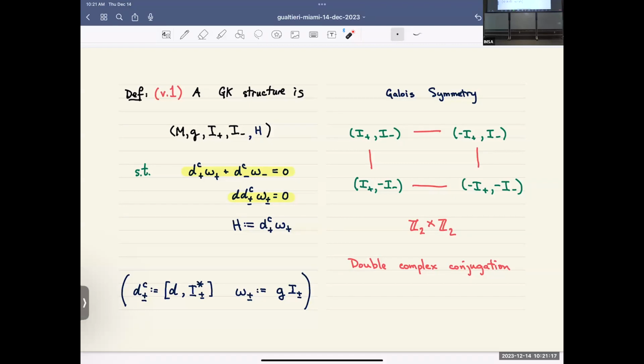So far, so good. Any complaints or questions? Changing the sign of I plus doesn't change the integral? No, because in here, we have one I plus feeding into omega plus, and we have another I plus feeding into DC. Okay.